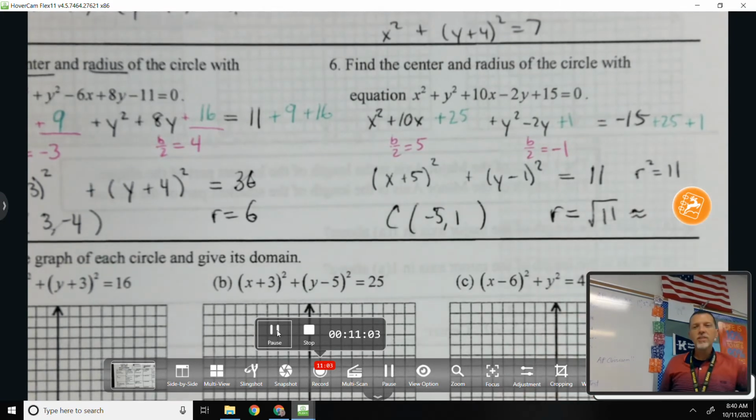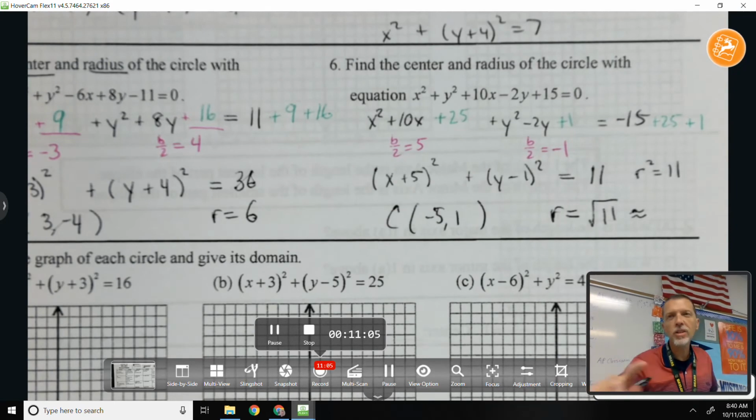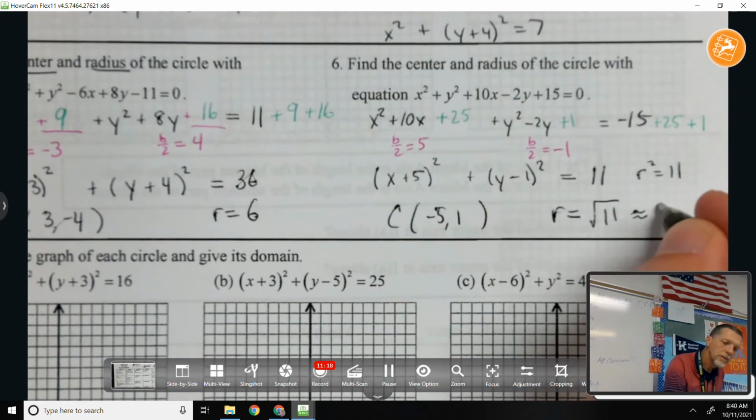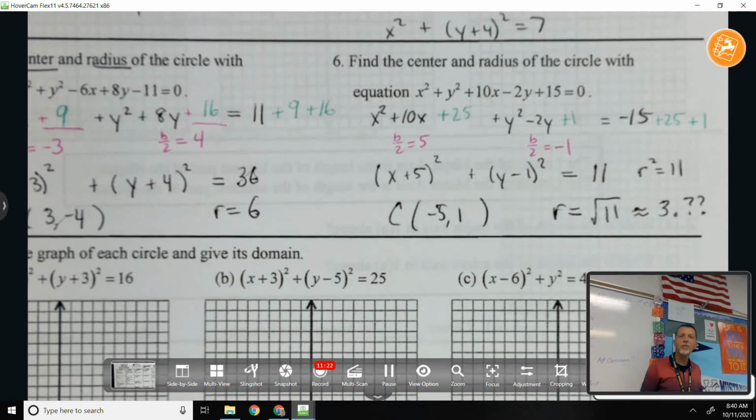Let's talk about that while we're here. What's the square root of 11? Without typing it in, what's it close to, or what's it between? 3 and 4, because 3 squared is 9, 4 squared is 16. So it's in between 3 and 4. It's probably less than 3.5.